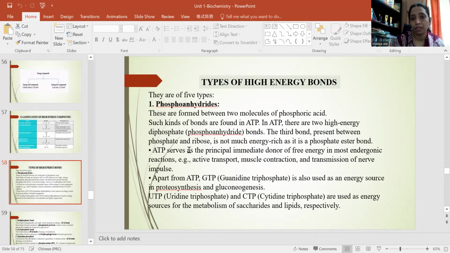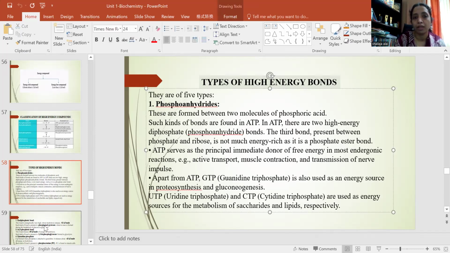This is a very important point to be remembered. In ATP, there are two high-energy diphosphate bonds. The third bond is present between the phosphate and the ribose group. As you are aware of the structure of ATP, we will see it later on. Apart from ATP, GTP is also used as an energy source. UTP and CTP are also used as energy sources for the metabolism of saccharides.